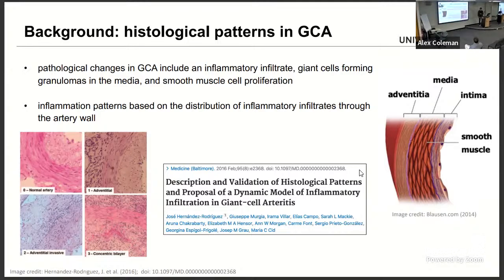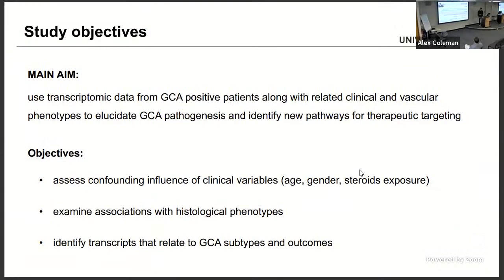The main aim of my project is to use transcriptomic data obtained from giant cell arteritis positive patients, along with some histological images and also clinical characteristics, to, first of all, gain a better understanding of the pathogenesis of GCA and ideally, and hopefully in the end, to identify some new candidates, either transcripts or pathways, for therapeutic targeting.